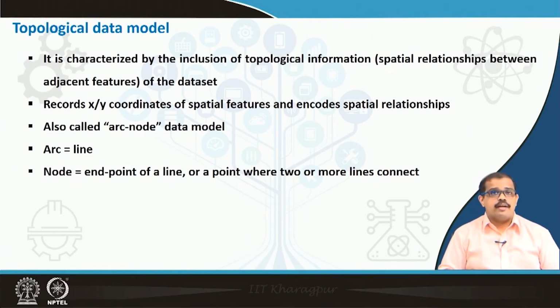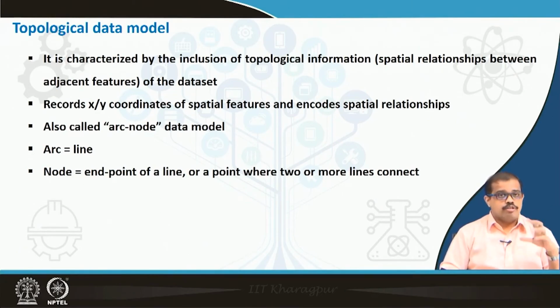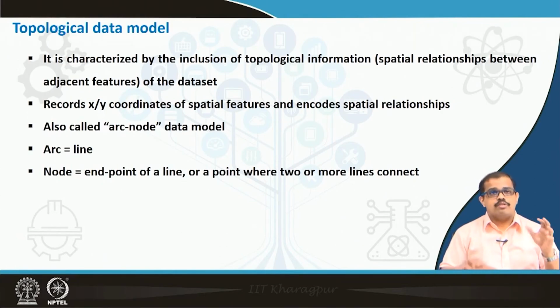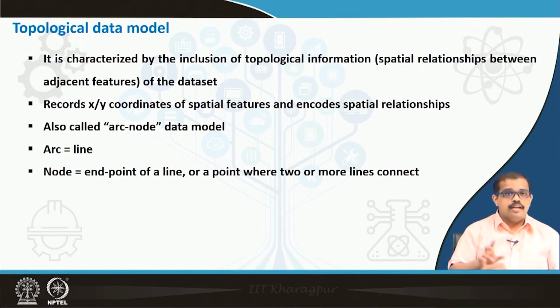It records xy coordinates of spatial features and encodes the spatial relationships between them. It is also called the arc node data model, because normally it is in the form of a line and a node. Arc is nothing but a line, and node is an end point of a line, or a point where two or more lines connect. So the topological model is also called the arc node model.